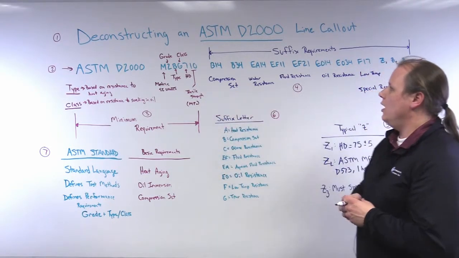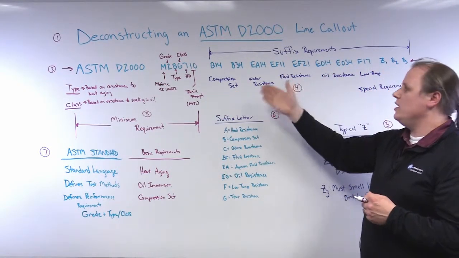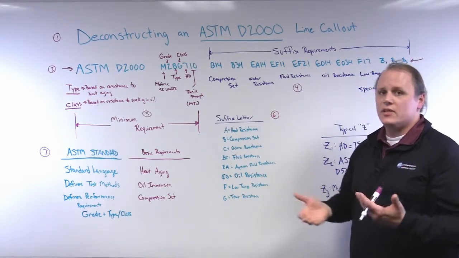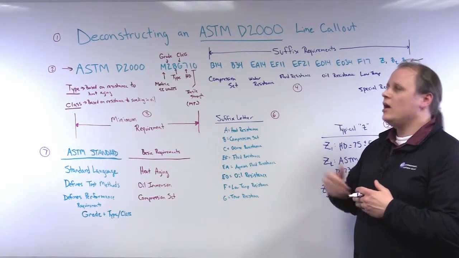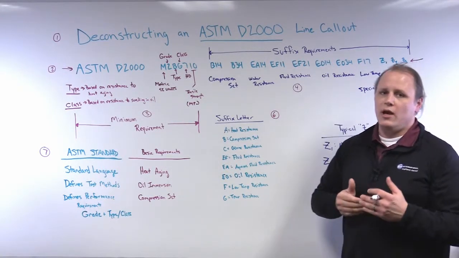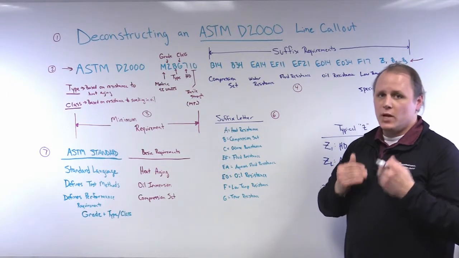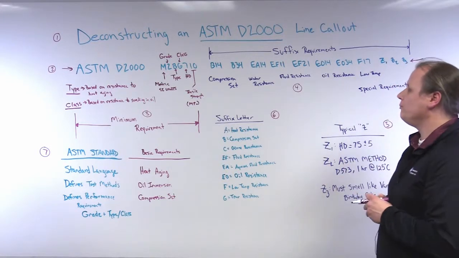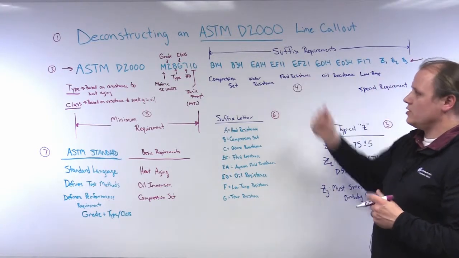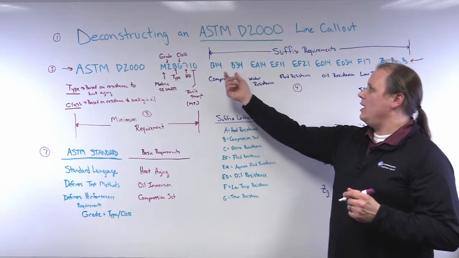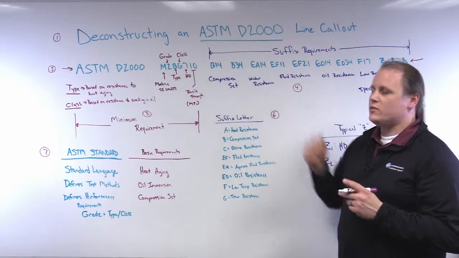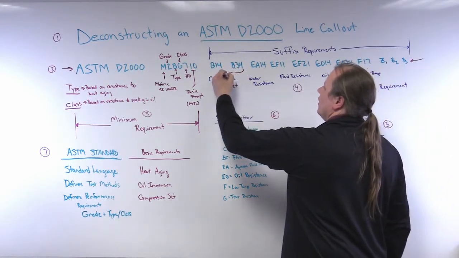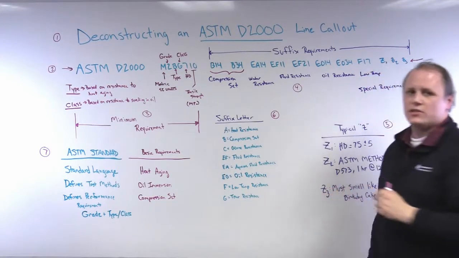Grade 2 correlates to the performance results of each one of these tests. So for a grade 2, a grade 3, a grade 4, 5, and 6, each grade will have different applicable suffix requirements. It will also have different levels of minimum performance to qualify as that grade of material. In the suffix requirements section, we have a preceding letter or set of letters for each suffix requirement. B14 and B34, with the B letter, are both compression set tests.